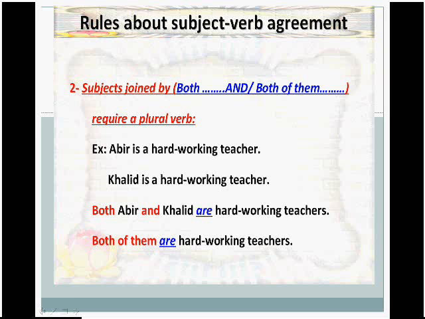I can also use both of them, which means that I can remove the names, okay, and put, of course, both of them. So it will be both of them are hard-working teachers. So if I use both and, or if I use both of them, then the verb should be in the plural case, are here. And of course I continue the sentence as you can see. So to sum up, subjects joined by both and or both of them require a plural verb.